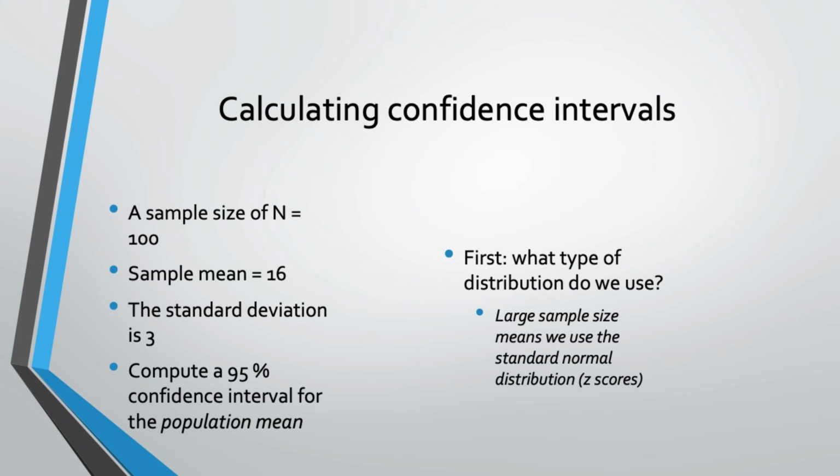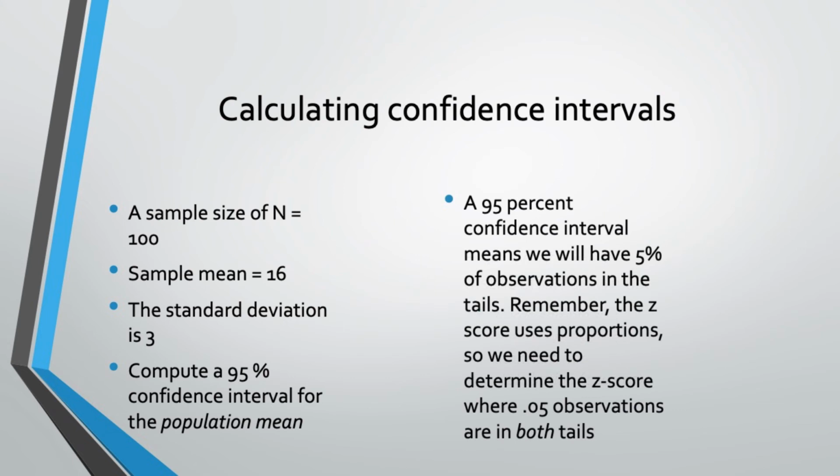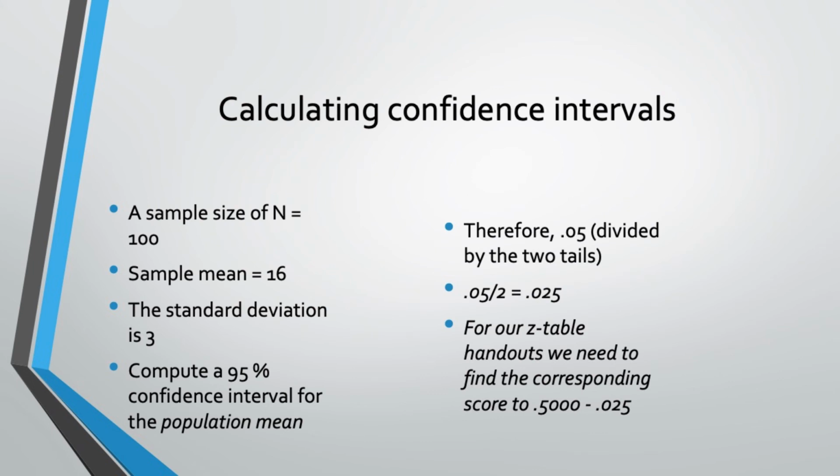So just as we've already walked through, a 95% confidence interval means that we will have 5% of observations in the tails. And remember, the z-scores use proportions, so we need to determine the z-score where 0.05 of observations are in both tails. So all we have to do is take that 0.05 and divide it by 2. That means that 0.025 is going to be on either side of our distribution. Those are our little rejection zones.